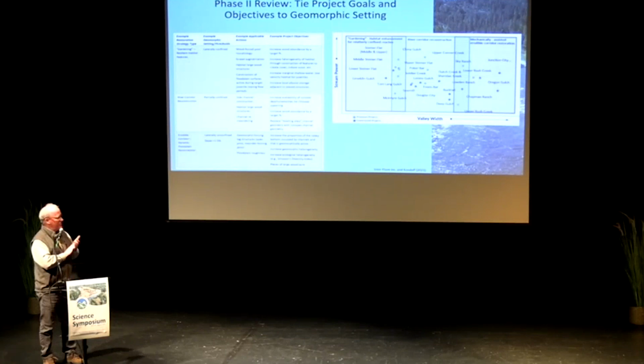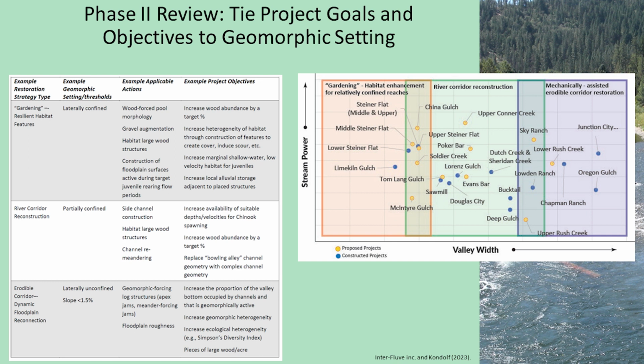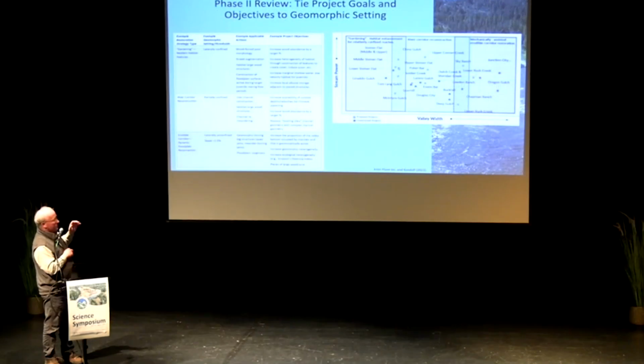I want to close out too with the phase 2 review. It basically had similar ideas to throw out here. I pulled out one segment of the phase 2 review, which I thought was appropriate, where they divided the restoration reaches, rehabilitation sites, into 3 categories. The first category was what they called gardening, which would be build habitat now, where there's very little potential for the systems to evolve on their own because of valley confinement.